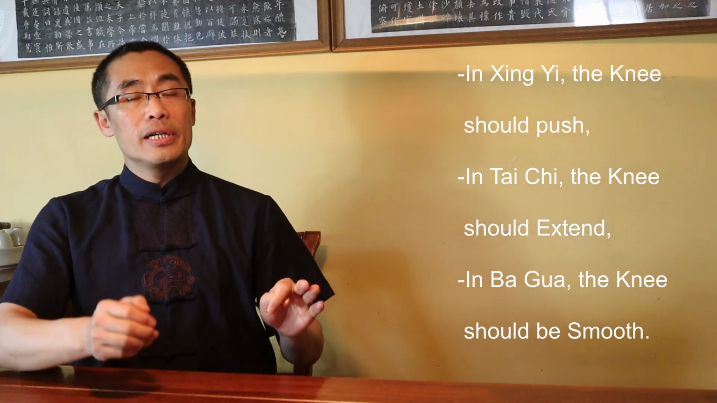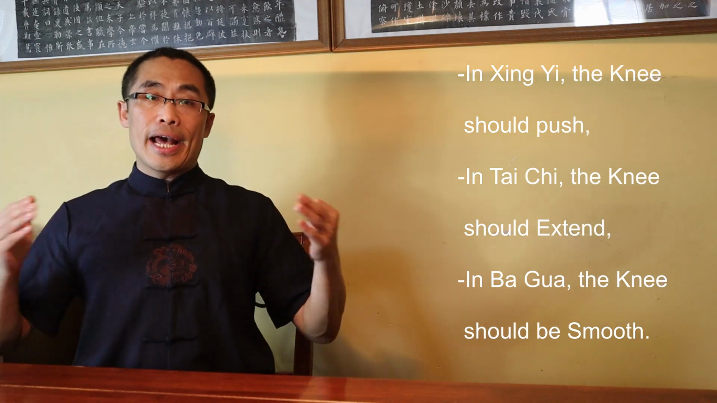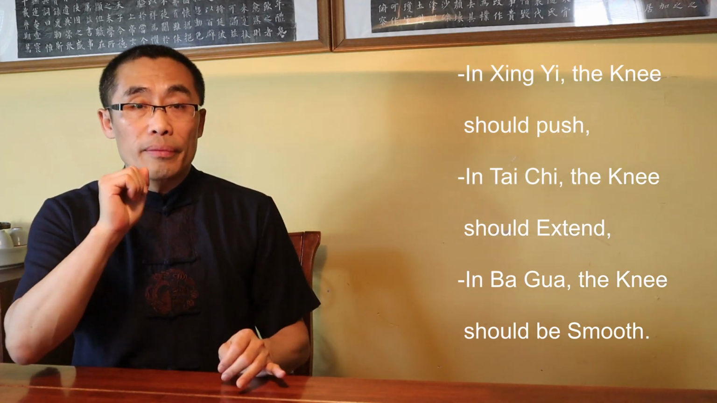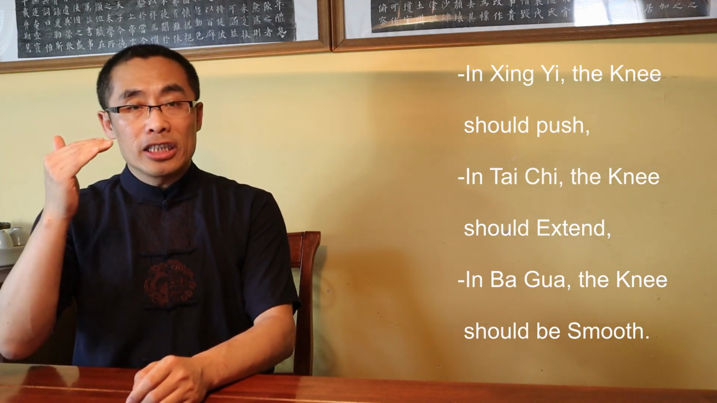In Tai Chi, the knee should extend. In 八卦, the knee should be smooth. Now, let me explain them for you. First, to 形意, the knee or the middle section should push.